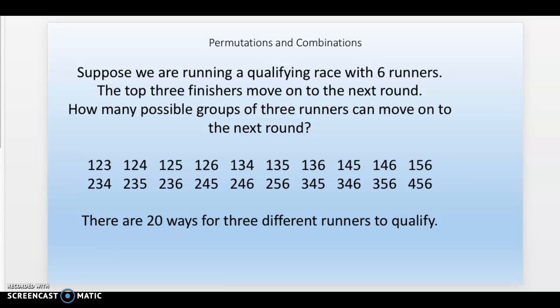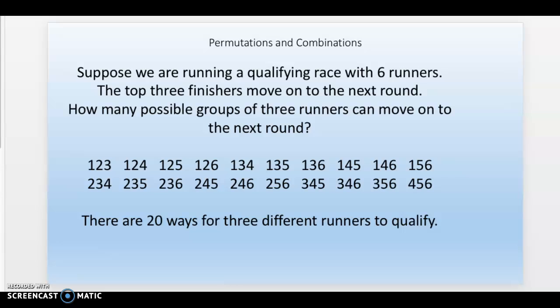But suppose we're running a qualifying race. There are 6 runners in the race, and the top 3 finishers move on to the next round. It doesn't matter what order they come in, just the top 3 finishers. How many possible groups of 3 runners can move on to the next round? As I listed them right there, there's 20 different ways. Those are just groups.